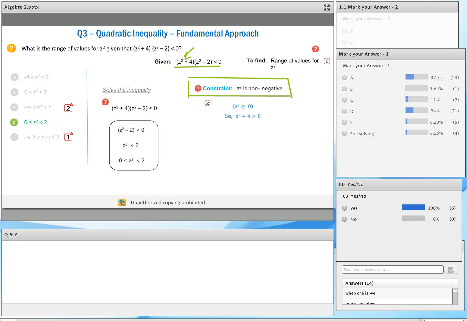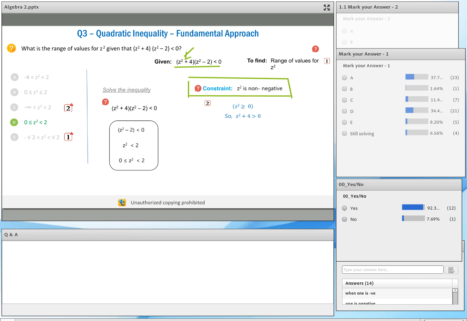Do you see a mistake? Yes or no? So in this case, I wouldn't say that you don't know how to solve quadratic inequalities. You do know how to solve quadratic inequalities, because if instead of z square, this was z, then your answer would have been correct.